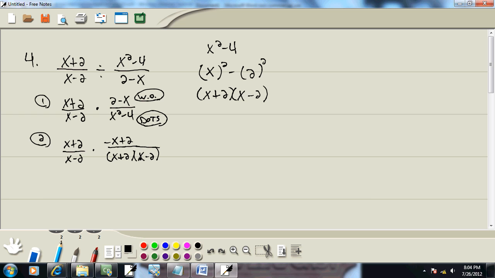Now that we already said our first fraction we can't do anything with, this part's done, but the top part I can factor out a GCF. GCF says if your first term's negative, always factor out a negative. So I got x plus 2 over x minus 2 times negative 1 times x minus 2. When you factor out a negative 1, it flips the sign of everything.